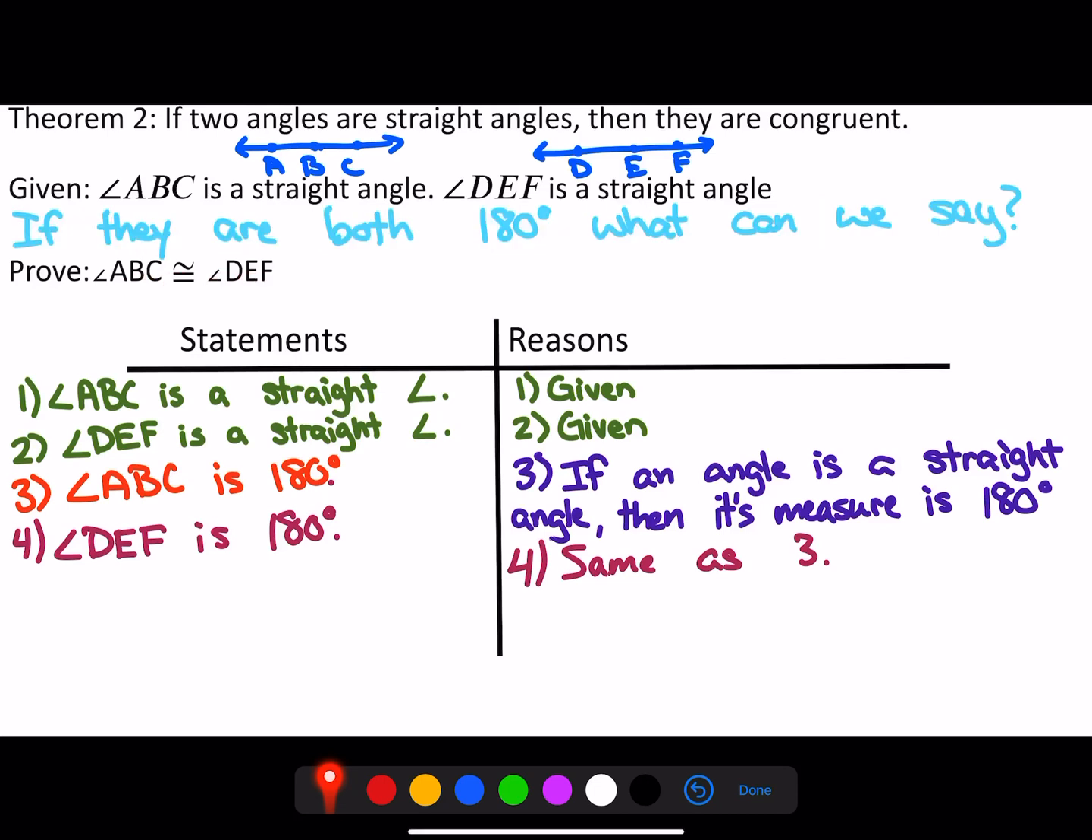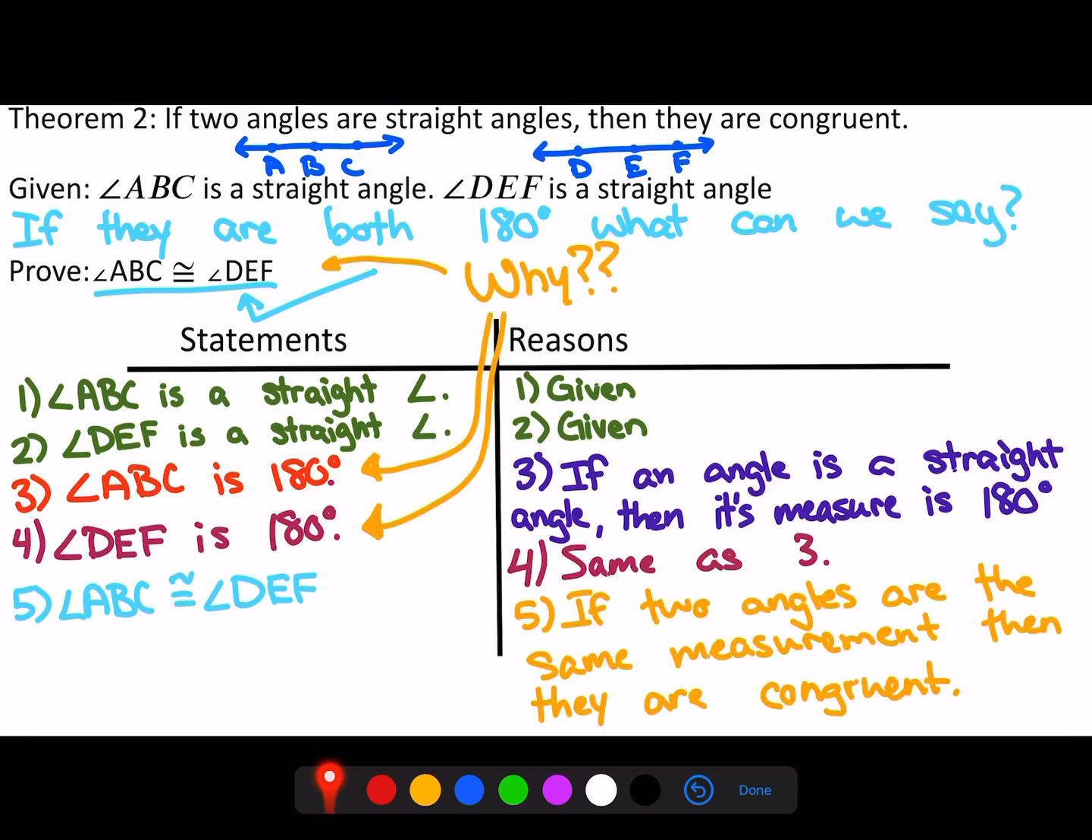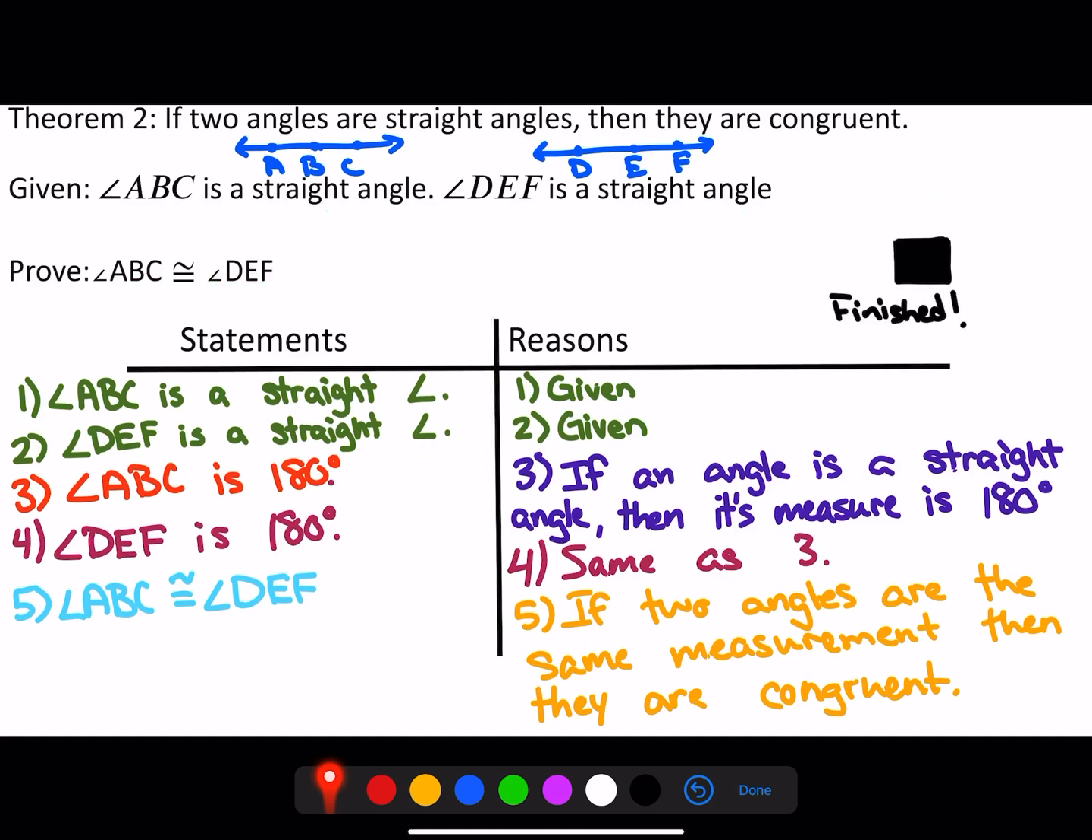Absolutely. So we can go ahead and say angle ABC is congruent to angle DEF, and our reasoning is, well, we know that they're both equal to the same measurement. So if I know that they're both equal to the same measurement, that's working from previous statements, so that's my if portion. Then I can say that they're congruent. So if two angles are the same measurement, then they are congruent. So again, using previous information to tell me about my current statement. At this point, we have now proven our proven statement. So we are finished with this proof, and we can draw our box.